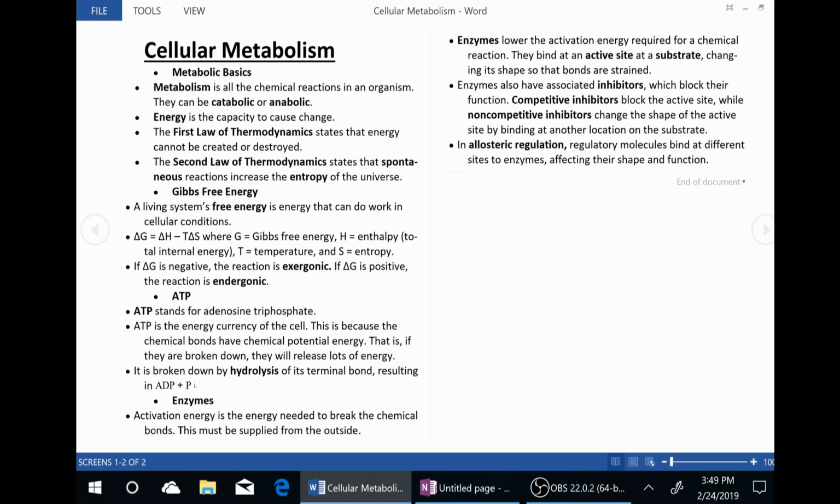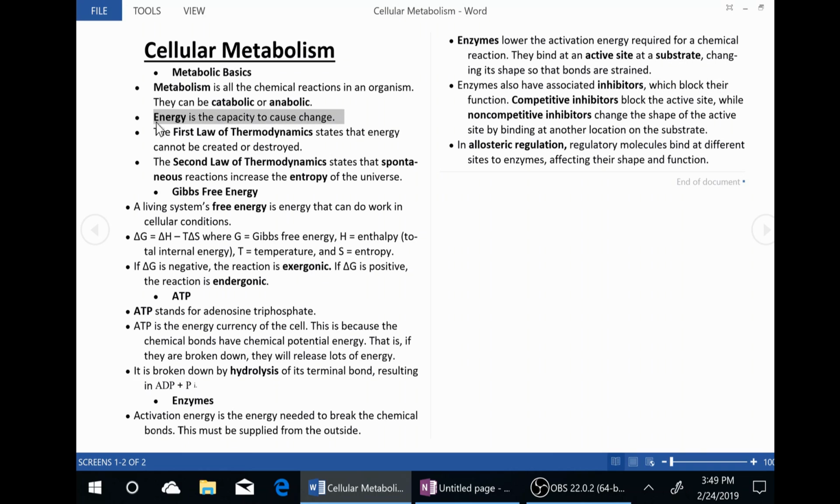So metabolism is just the sum total of all the chemical reactions that occur in an organism. They can be catabolic or anabolic. Catabolic means that you take a larger molecule such as glucose and you break that down into its constituent parts. Whereas anabolic would be if you're trying to take the small parts and build them up into a larger part, like glucose. For example, photosynthesis would be anabolic because you're trying to build up the glucose. Whereas cellular respiration would be catabolic because you're taking the glucose and you're trying to break it back down into its parts so you can generate energy.